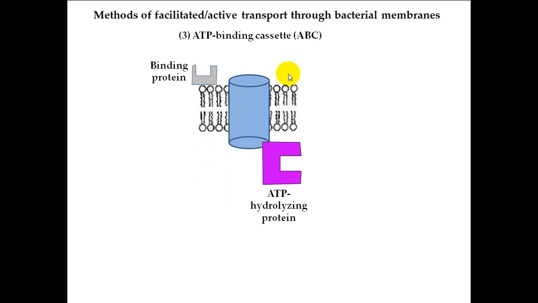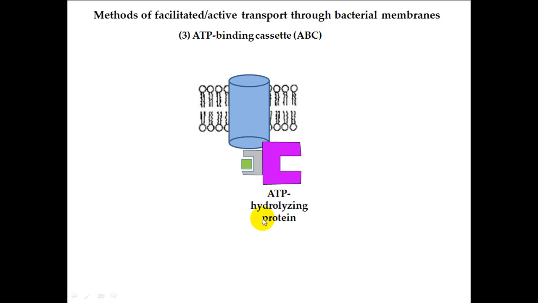So if a cell runs across a molecule that it's interested in taking in via this ATP binding cassette, what occurs is that it uses that binding protein to grab a hold of that molecule that it's interested in. That binding protein then delivers it through the pore. In order for that molecule then to get released inside of the cell, this whole thing, that binding protein plus the molecule that the cell is taking in, associates with this ATP hydrolyzing protein.